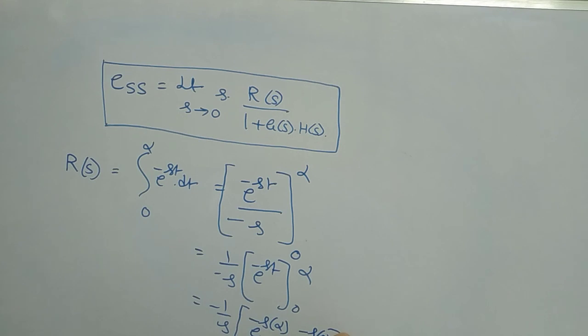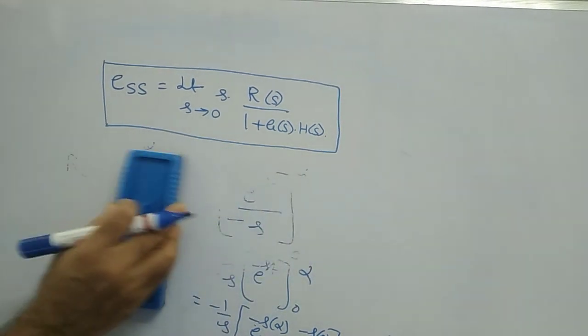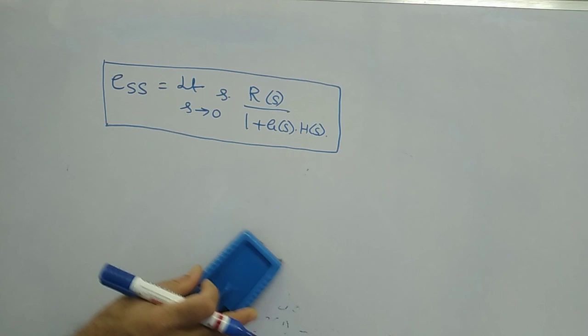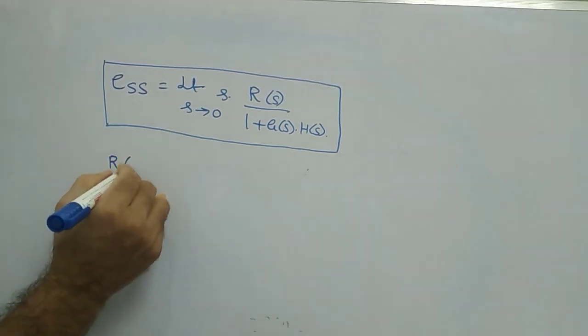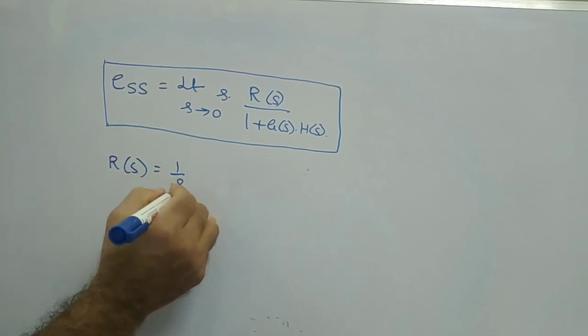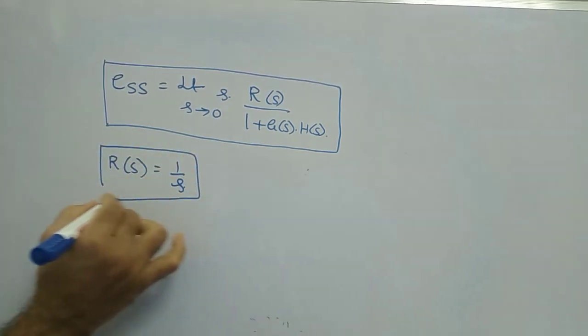So what will it come to? Minus 1 by s, e^(-infinity) is 0, minus, s into 0 is 0, and e^0 is 1. So it is minus 1. Minus into minus, plus 1. Therefore, obviously, the answer is 1 by s. Clear? Your R(s) is 1 by s. This is the Laplace transformation of your unit step function.